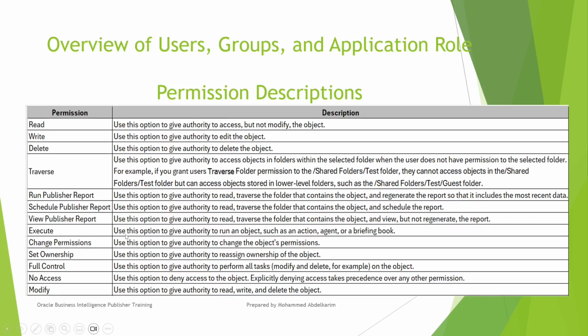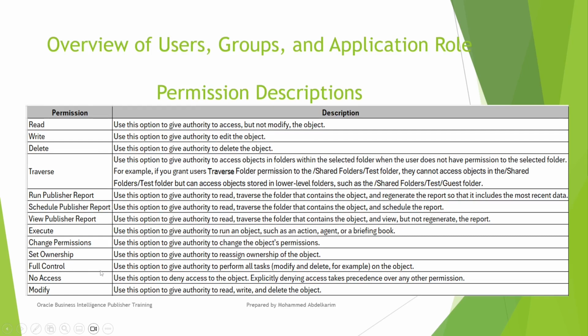Execute, use this option to give authority to run an object such as an action, agent, or briefing book. Change permissions, use this option to give authority to change the object permissions. Set ownership, use this option to give authority to reassign ownership of the objects. I will go into details for the ownership.